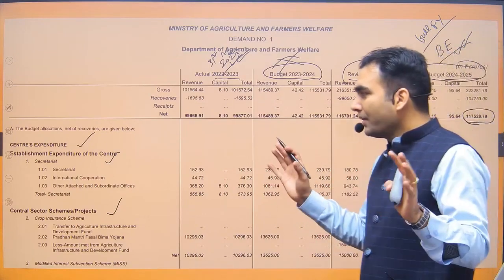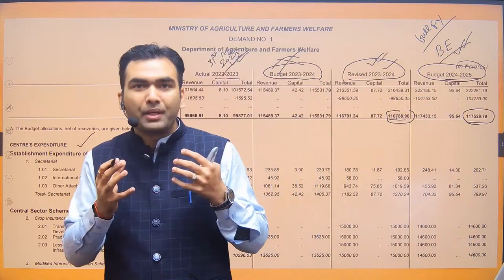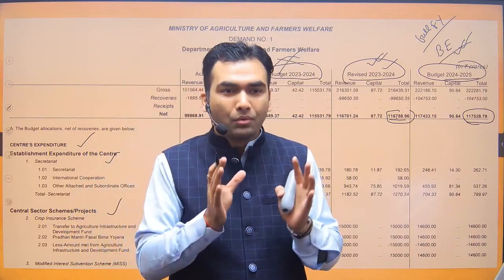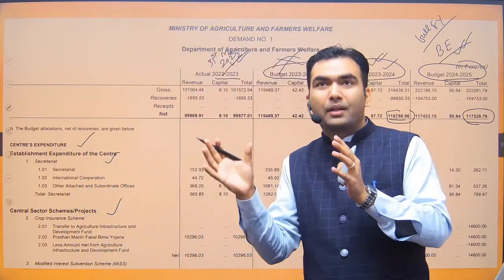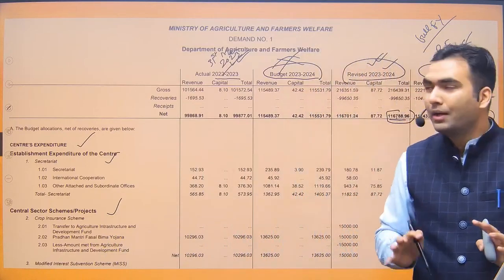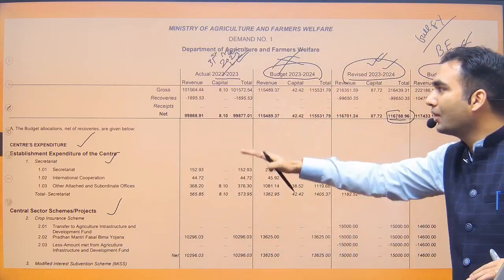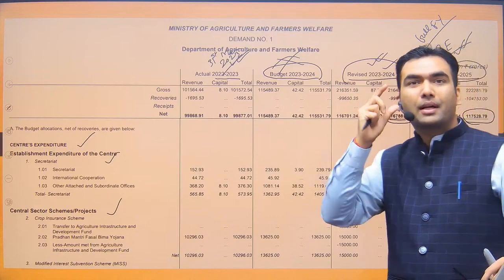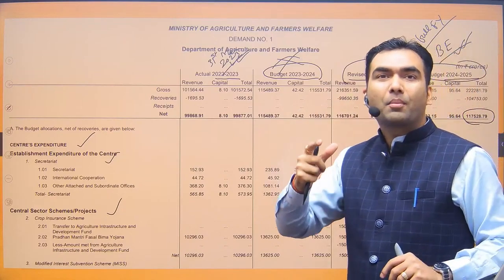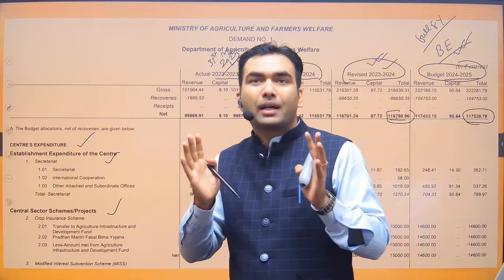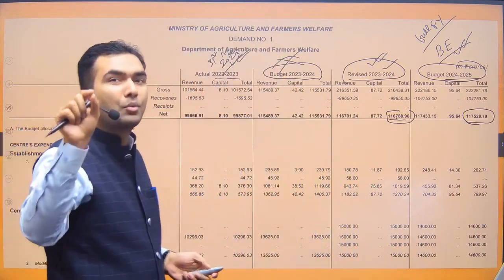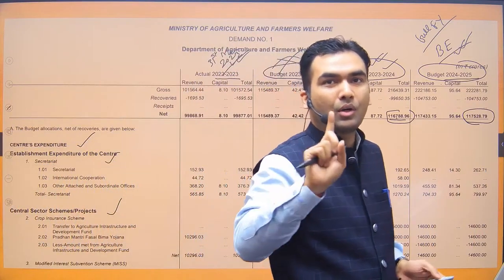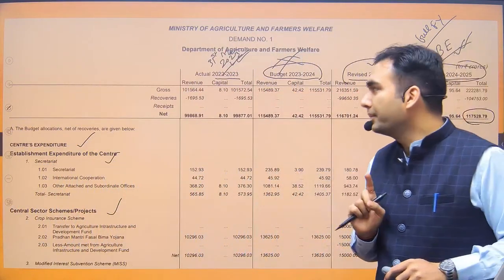So the purpose of showing all these things is that you should be able to visualize how this budget document is, how this budget is prepared, how different scheme expenditures are there. I do not want you to memorize any of these data. Only you have to understand, make a picture clear in your mind of how these different data are categorized. Okay. Whatever you need to memorize, I will tell you. So do not worry. That's my duty.